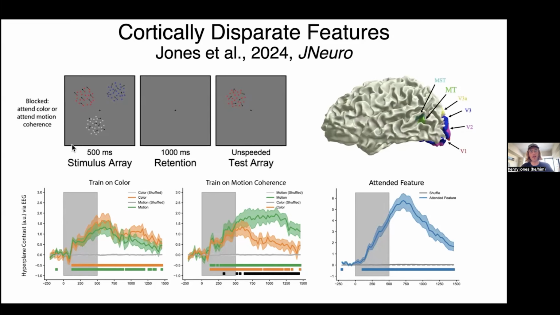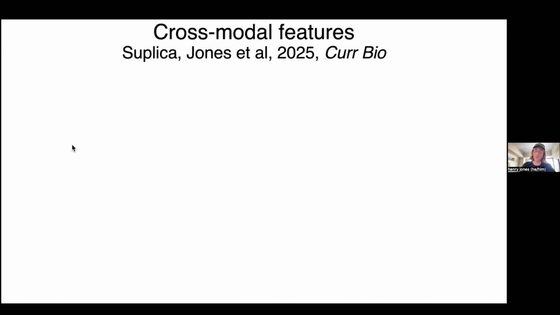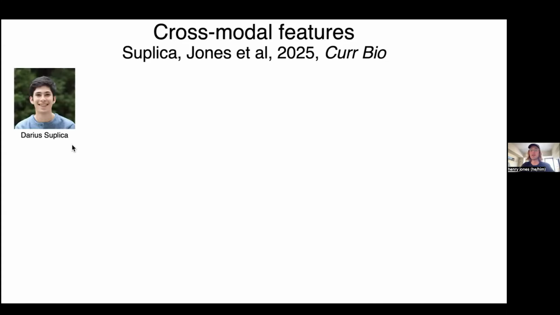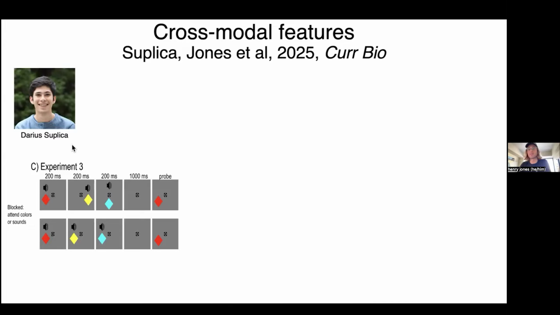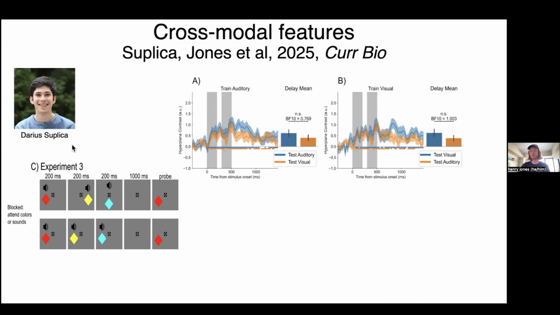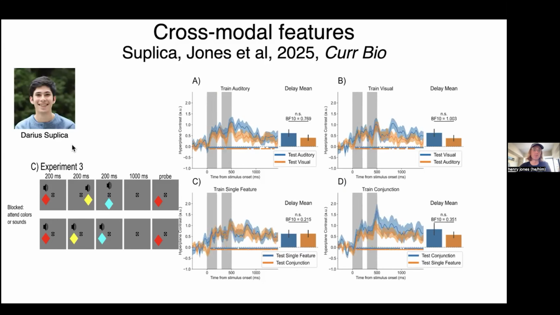And despite that, we're getting consistent load signals. One more study in this vein: an undergrad in the lab took it even further by asking whether we could find a general load signal across sensory modalities. So he ran a sequential change detection task where participants saw colors or sounds, and then trained and tested a load model. And he found again that when you trained on one modality and tested on the other, we saw a very strong generalization, as well as when you trained on single feature and tested on conjunction.